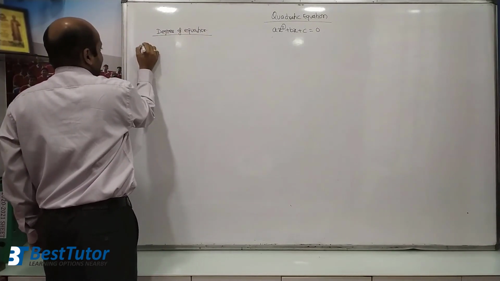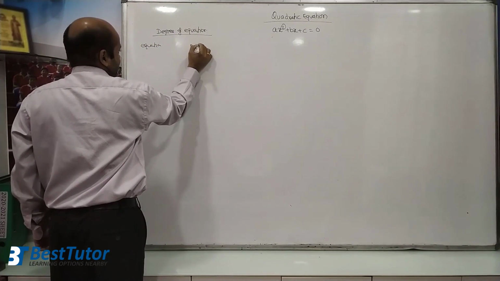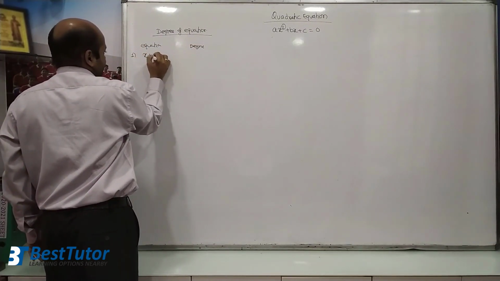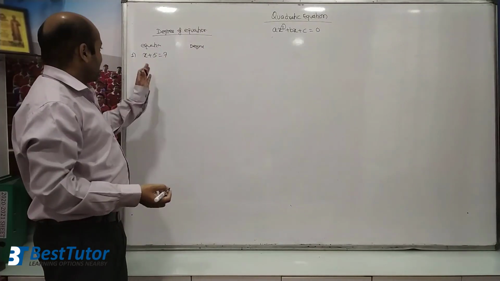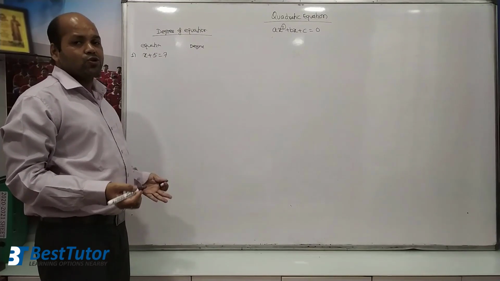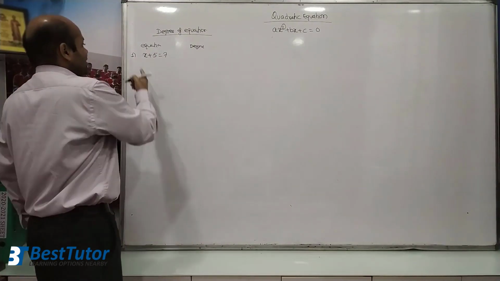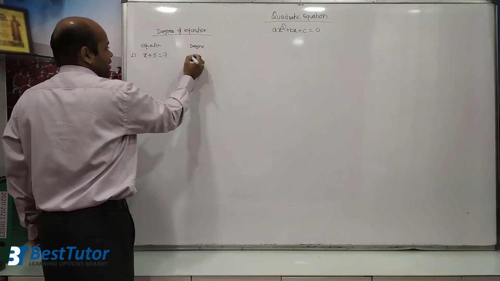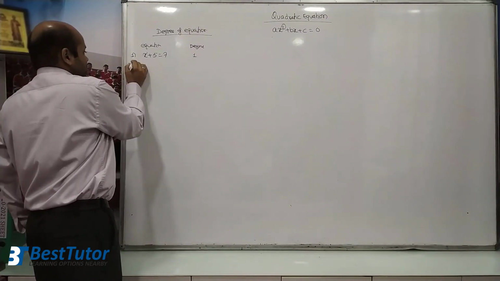If I give you an equation here and I ask you what is the degree of that equation. Say, for example, x plus 5 equal to 7. What is the solution? I take 5 to that side, I get x equal to 2. I have only one solution. That is the degree of this equation. What is the power of x here? 1. Degree is 1.